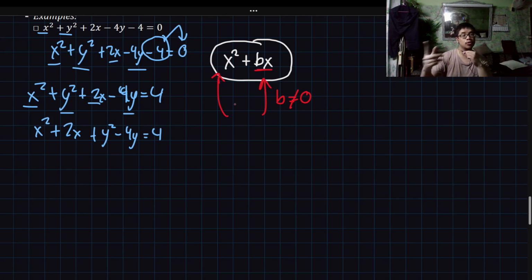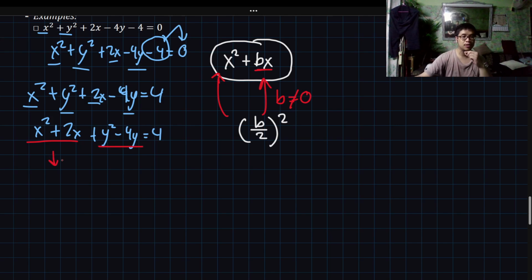So if you have a form that looks like this, then you can do completing of square. How will you do completing of square? Here's what you're going to do. First, you get the coefficient of your x, the number beside your x, not x squared, x. So it's b. Then you divide it by 2. Then you square the result. That's it. So let's try to apply it to these two: x squared plus 2x, y squared minus 4y.